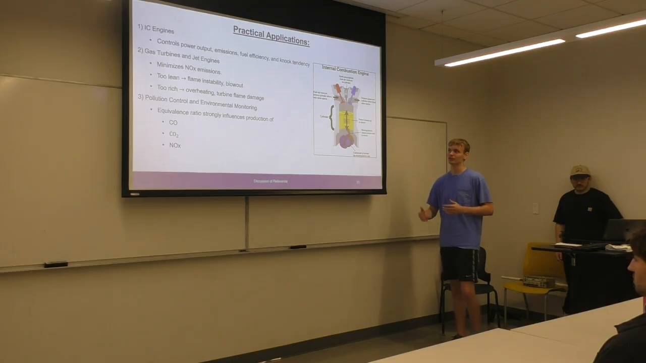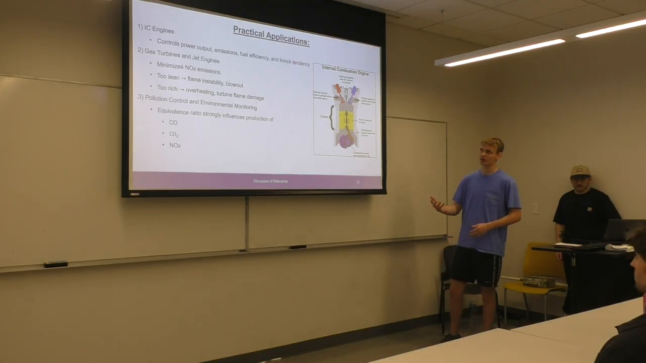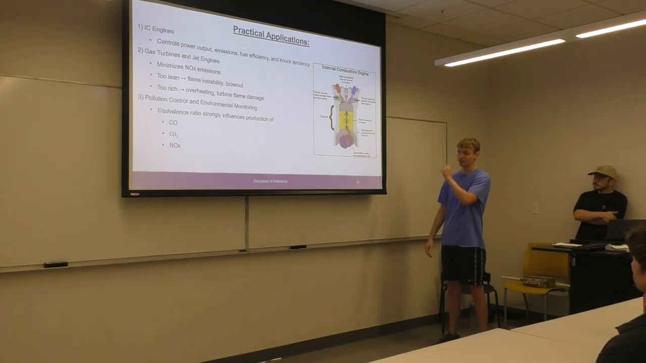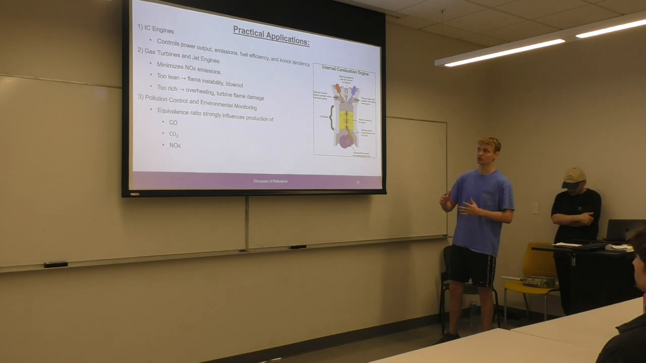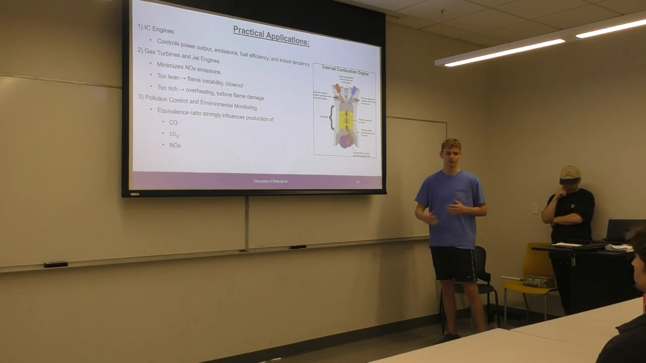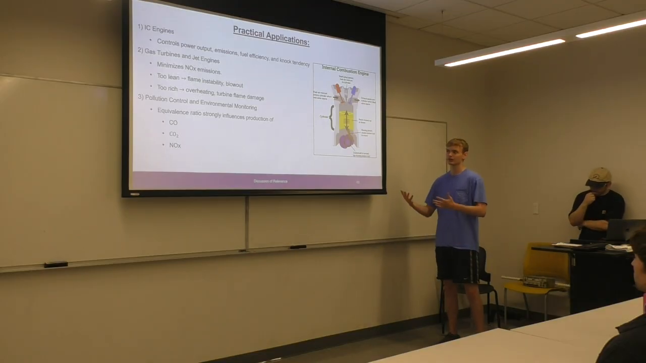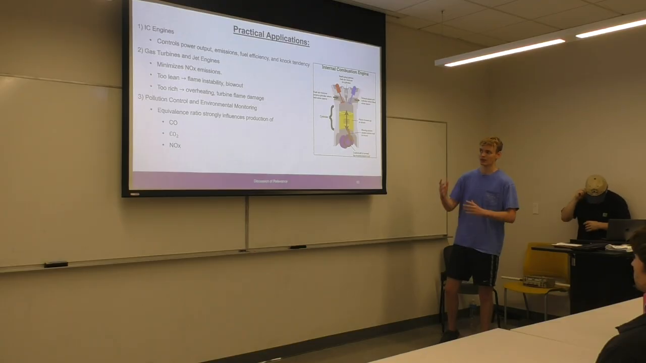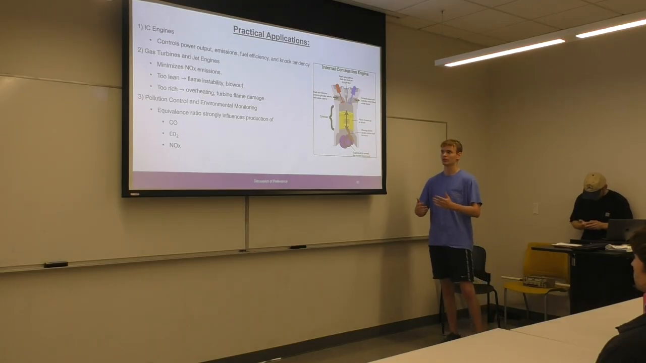They're also used in gas turbines and jet engines, where we can minimize NOx emissions. For gas turbines, NOx emissions are minimized at extremely lean conditions. If it's too lean, it could cause flame instability or blowout. If it's too rich, it could cause overheating or turbine flame damage. It's also used in pollution control and environmental monitoring. Depending on how much air and fuel you have going in, you could produce more emissions.